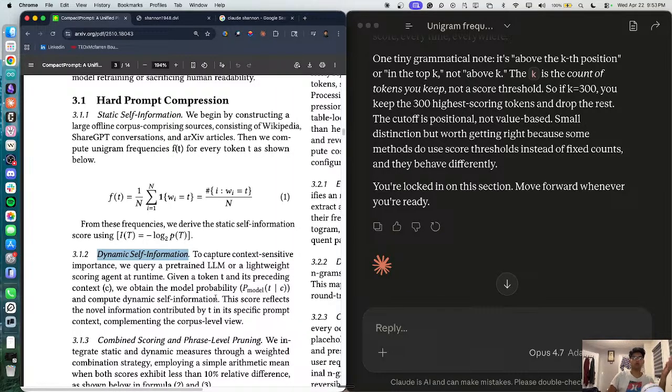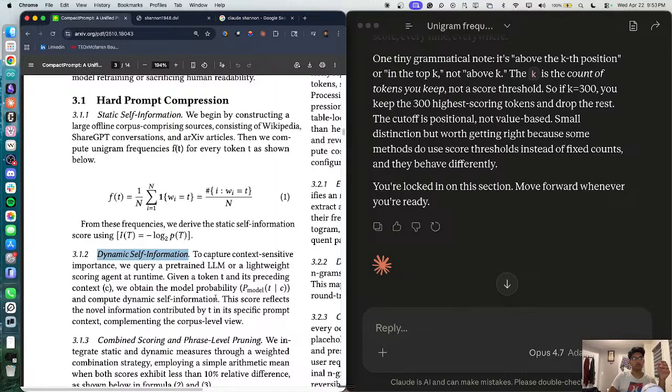Literally the first 4 words. To capture context-sensitive importance, we query a pre-trained LLM or a lightweight scoring agent at runtime. Given a token T and its preceding context, we obtain the model's probability and compute dynamic self-information. This score reflects the novel information contributed by T in its specific prompt context, complementing the corpus level view.